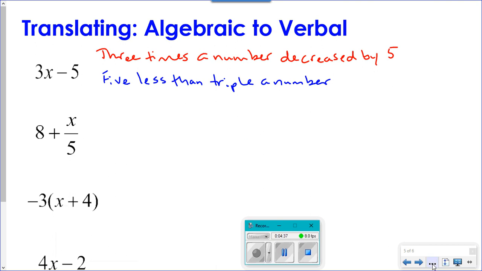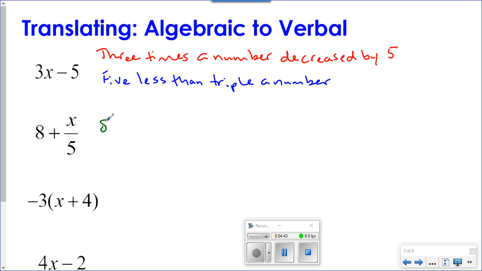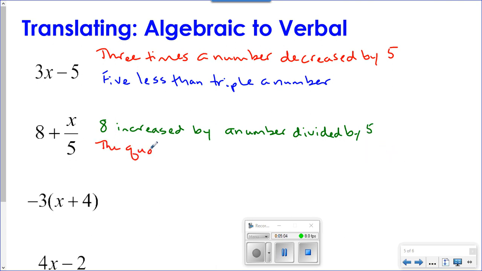If we look at our next one, we have 8 plus x over 5. So we could say 8 increased by a number divided by 5. We could also say the quotient of a number and 5, added to 8. We've got that 2 in there that tells us we're going to switch direction.